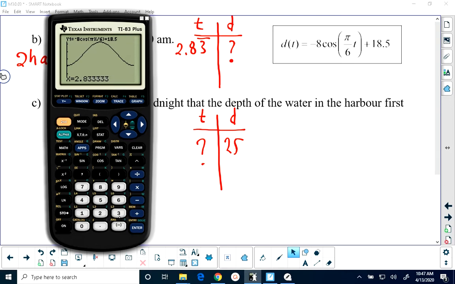It said invalid dimension because I was entering 28.3 repeating and my calculator viewing screen only goes up to 12. So the answer to question B is 17.8 meters.